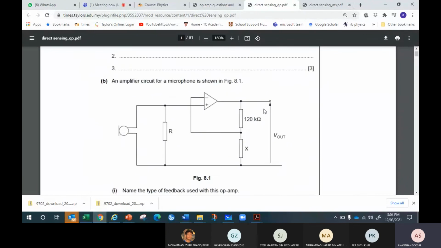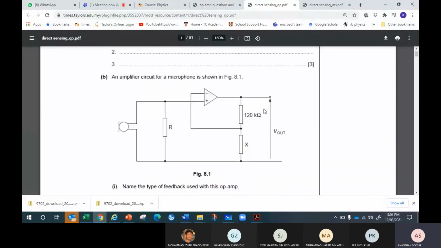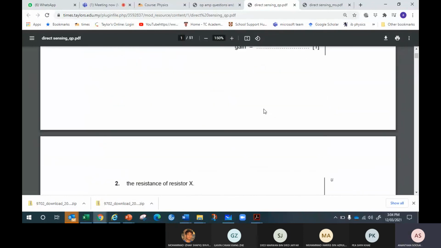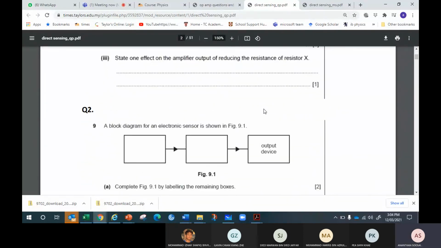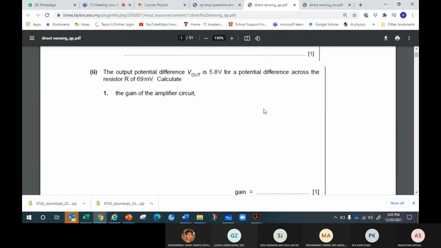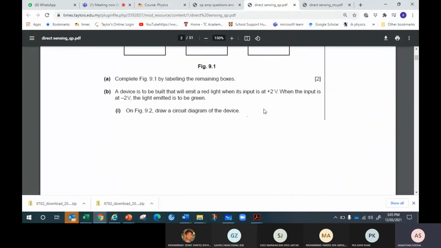This is one complete question that came out in past years. How many marks is that? About 7 to 8 marks. Any questions? No questions, okay, so let's move on.